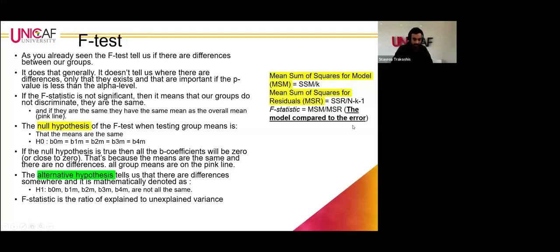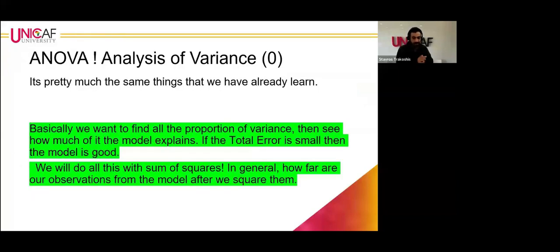The model compared to the error, or the ratio of explained to unexplained variance. Okay, so you are all here for ANOVA. Let's talk about ANOVA. It's pretty much what we are already discussing: we want to find the proportion of variance, then see how much of it the model can explain. Is it meaningful to cut up the independent variable into groups? If the total error is small, then the model is good.